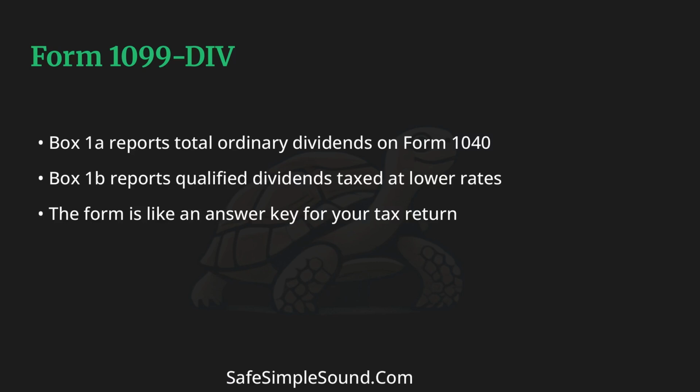Your Form 1099 DIV basically gives you the numbers you need. That Box 1A, the total ordinary dividends, generally gets reported right on your main Form 1040 tax return. And Box 1B, those important qualified dividends. Remember, those are often taxed at lower capital gains rates, so there's usually a specific line or maybe a calculation worksheet where those get entered to make sure you get that potential tax benefit. Think of the Form 1099 DIV as the answer key provided by your brokerage or company, and your tax return is the test. You just need to carefully copy the answers into the right spots.